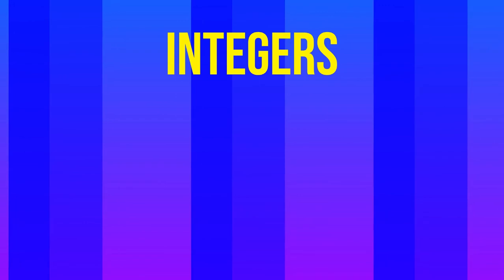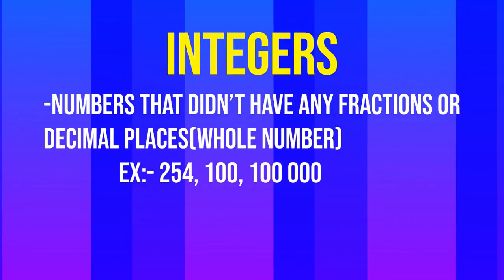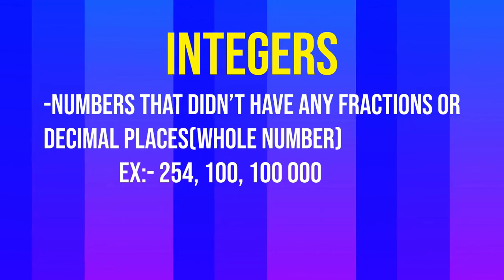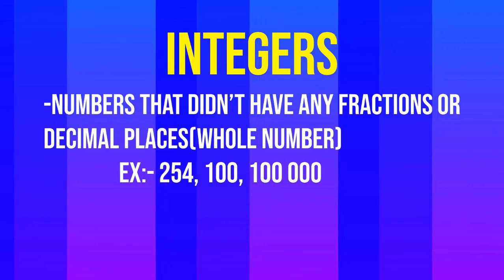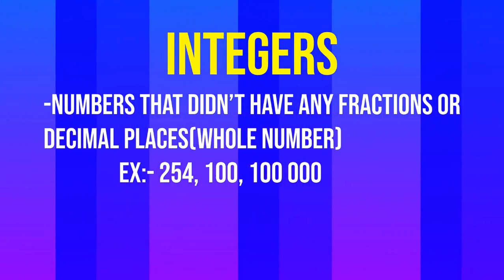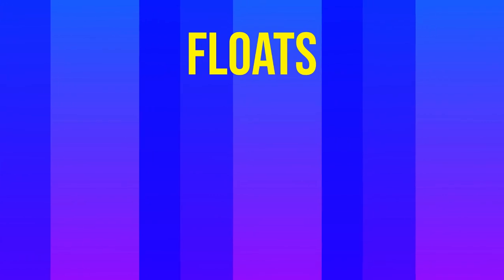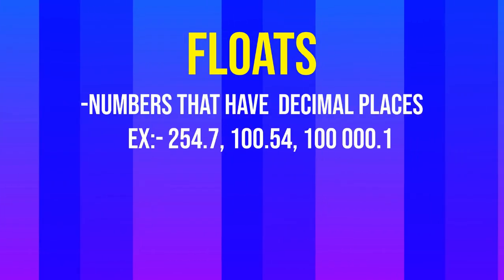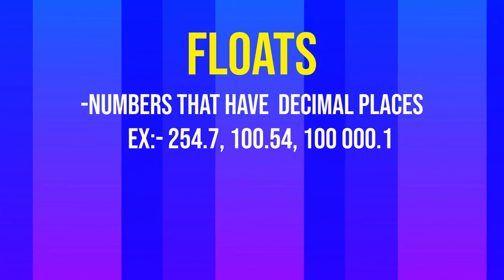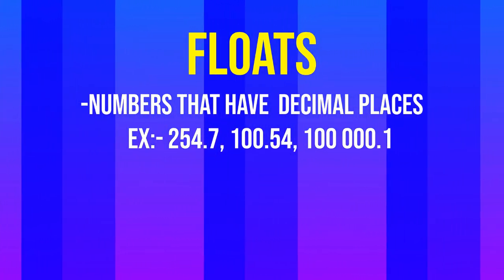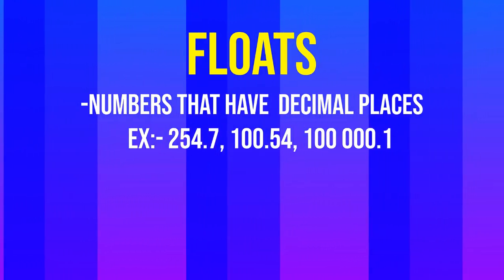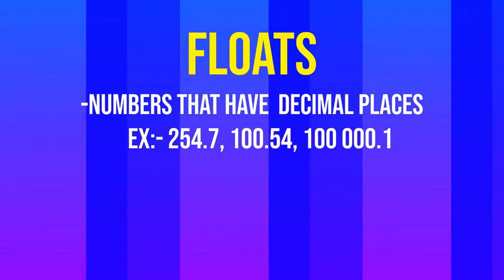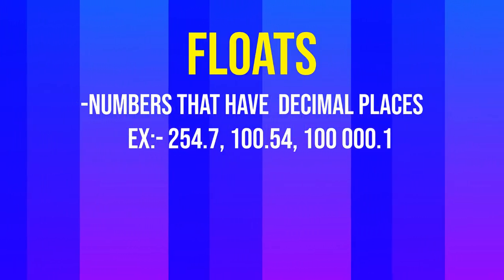Okay, the first type is integers, and integers are numbers that have no fractions or decimal points. So if there are no fractions or decimal points, Python will automatically identify it as an integer. Next one is the float type variable. Float variables are numbers with decimal places. If it is the number 7 in integer, in float it is 7.0. As usual, if there is a decimal place in that number, Python will automatically identify it as a float.